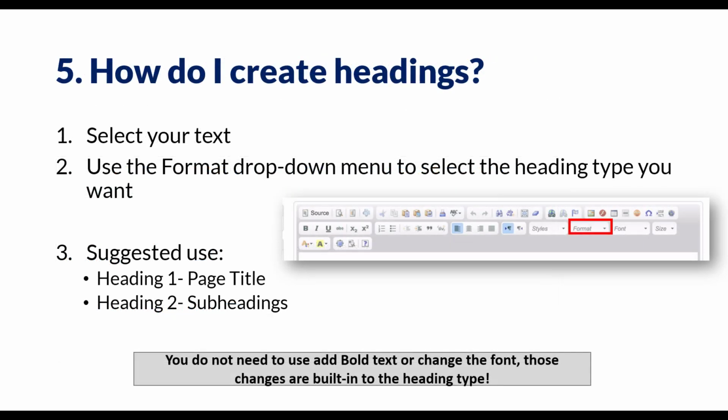Our fifth question is, how do I create headings? Creating headings in the editor is easy. Simply select your text and use the Format drop-down to select the heading you want. This means that all the formatting is applied easily for you.